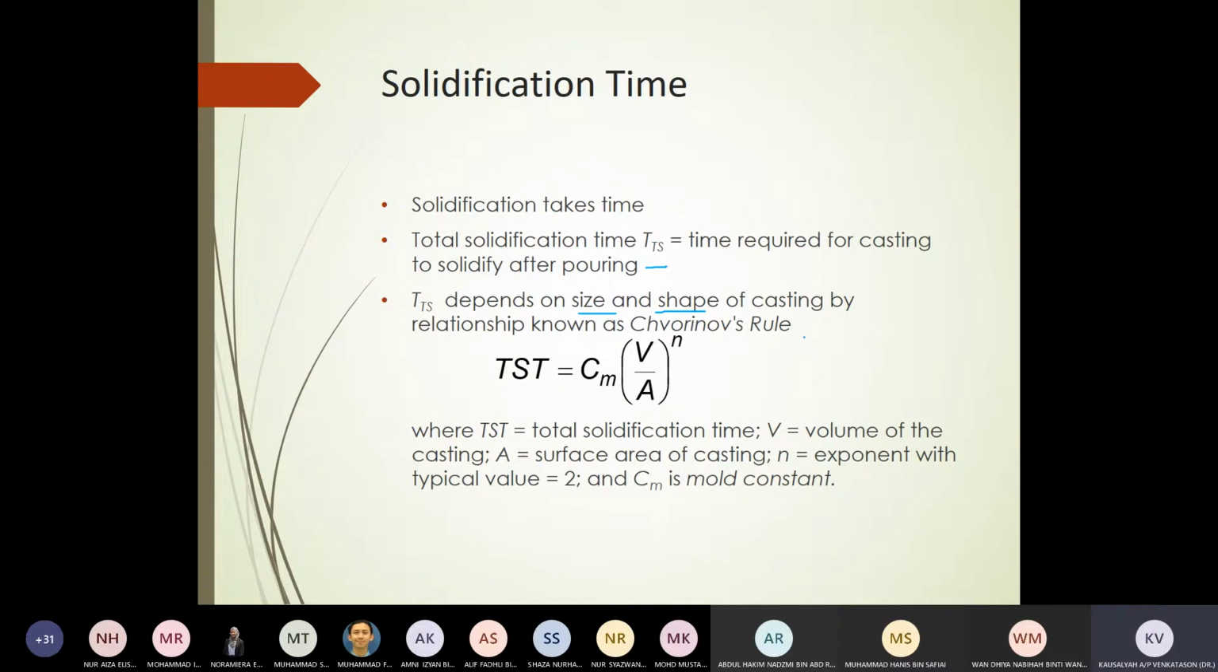Chvorinov's rule, all right? So Chvorinov's rule is such that you have your solidification time equals your mold constant times the volume of the casting. So when you say the volume of the casting, that means the volume over the surface area of the casting, to the power of an exponent, which usually has a typical value of 2, which has been standardly set.